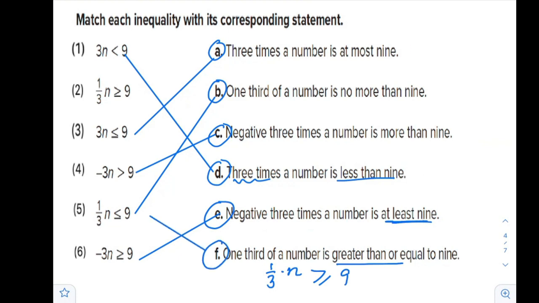So A will match with number 3, B with number 5, C with number 4, D with number 1, E with number 6, and F with number 5. This is the summary of what we were discussing.